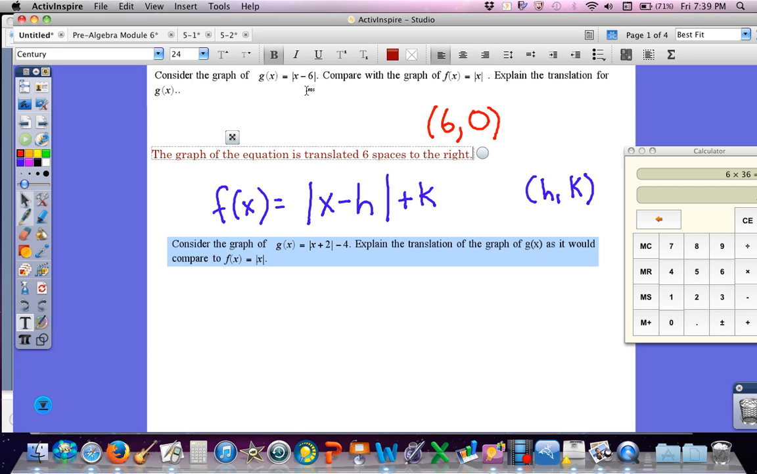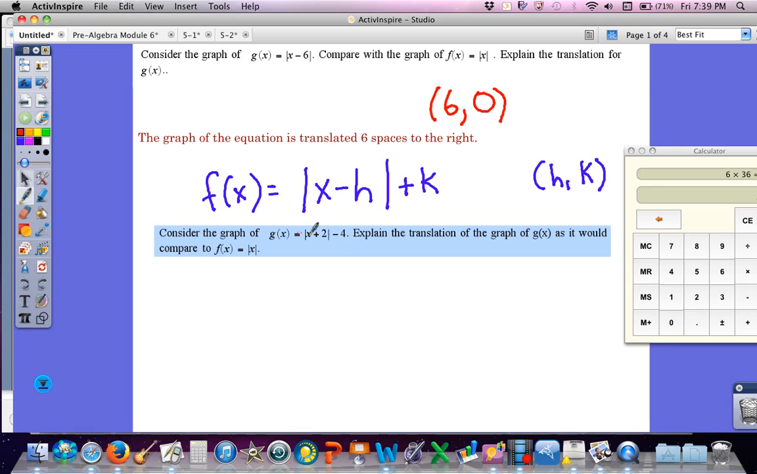If we look at the next one now, okay, remember, the default is negative h. So since this says positive 2, that means my x value for this one of the vertex is negative 2, because it would be x minus negative 2. The y value of the vertex would be negative 4, because the default is positive, so that's negative.